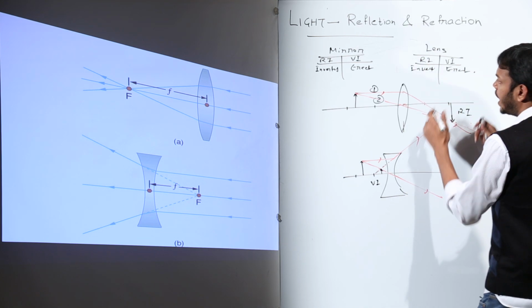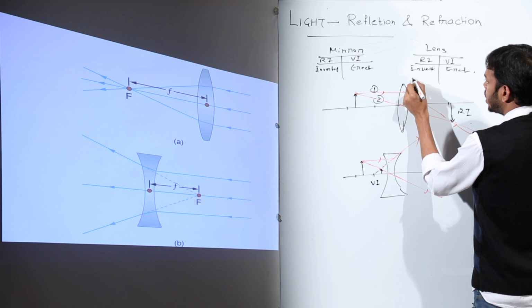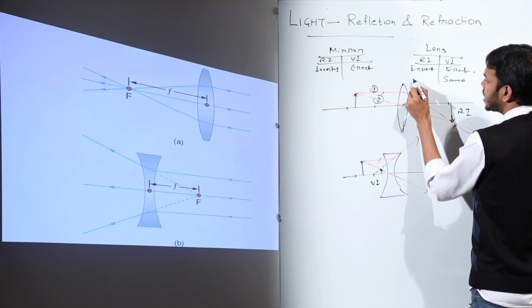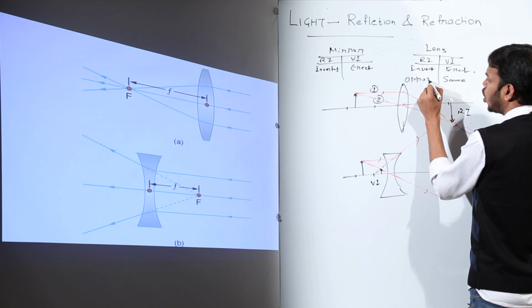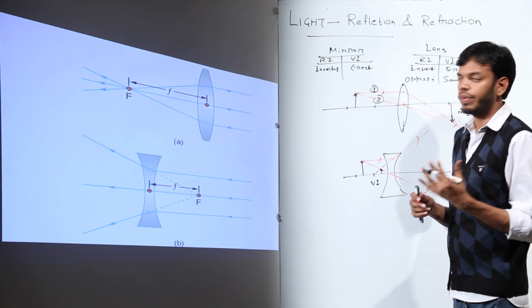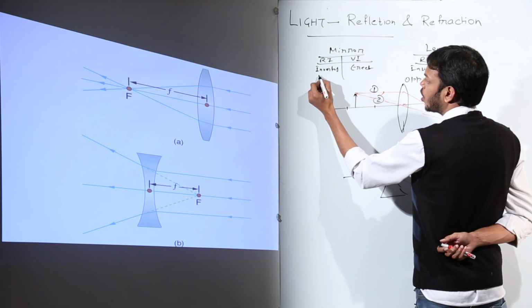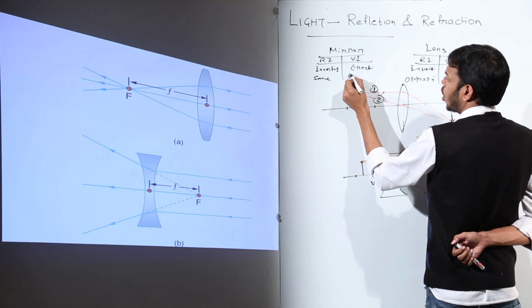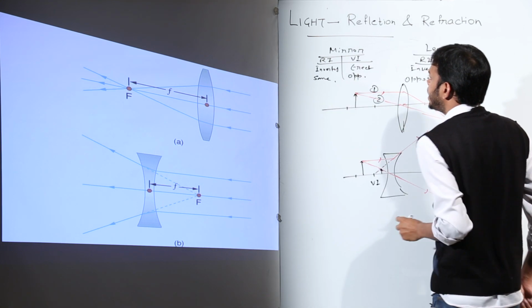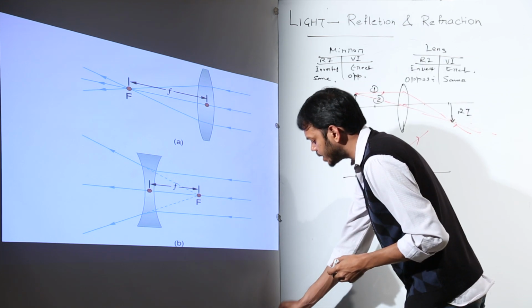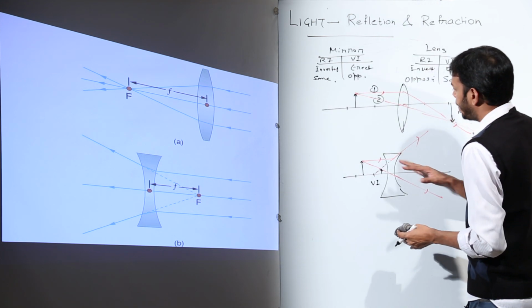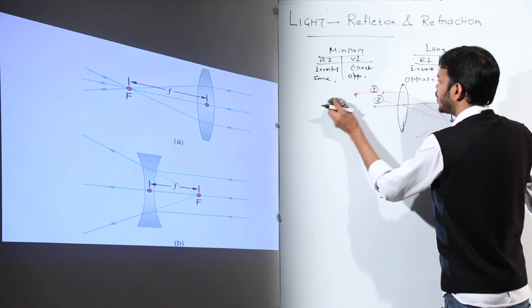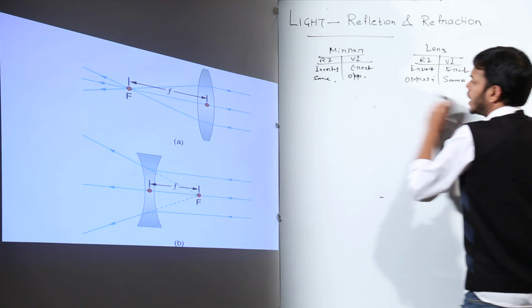So in case of lens, virtual images are on the same side of the object, whereas real images are on the opposite side of the object. But this is not the case for mirror. In case of mirror, real images are on the same side of the object, whereas virtual images are on the opposite side of the object, right? These are the two important points of difference. And based on the basic laws of making ray diagrams, now consider these two ray diagrams which I have shown you in the projector.